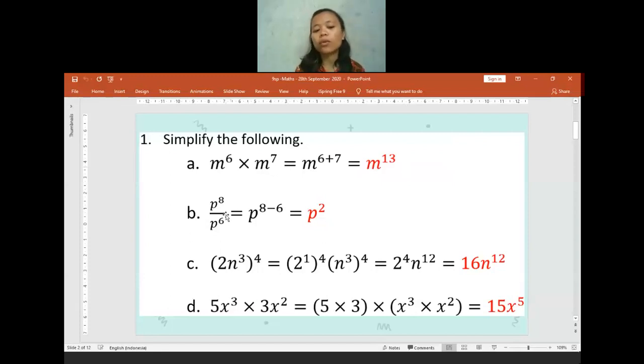For question B, it is a division. When we have division, we subtract the power, 8 minus 6. So the final answer will be 3 to the power of 2.